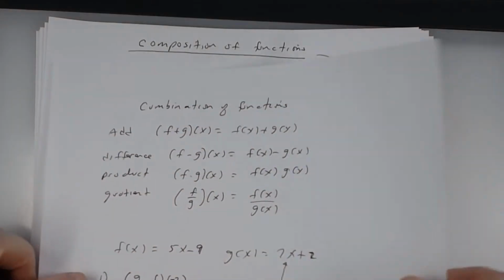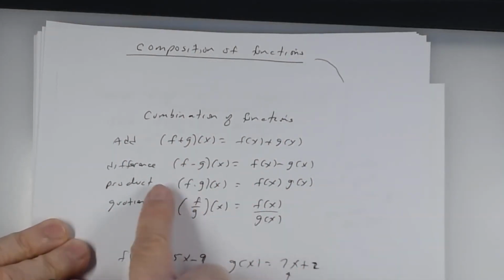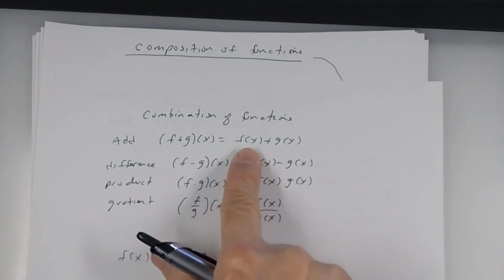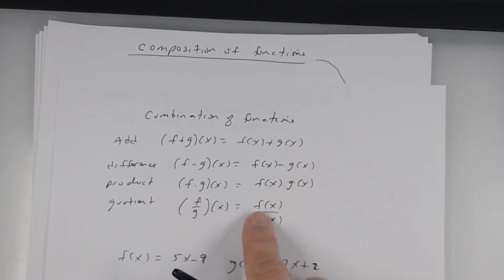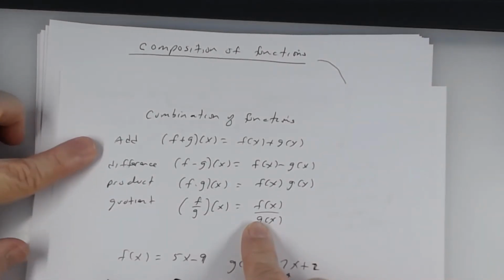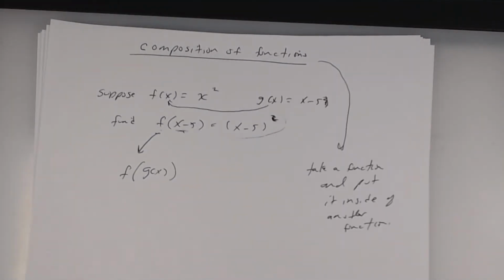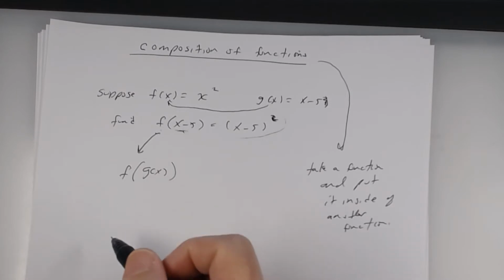Don't confuse that with this. This is not putting a function inside of another, because you don't see that anywhere here. You see where I'm either adding two functions, or I am subtracting two functions, or I am multiplying two functions, or I'm dividing two functions. That's called combining functions. That's what that is. Composition of functions is where I take a function and put it inside of another.